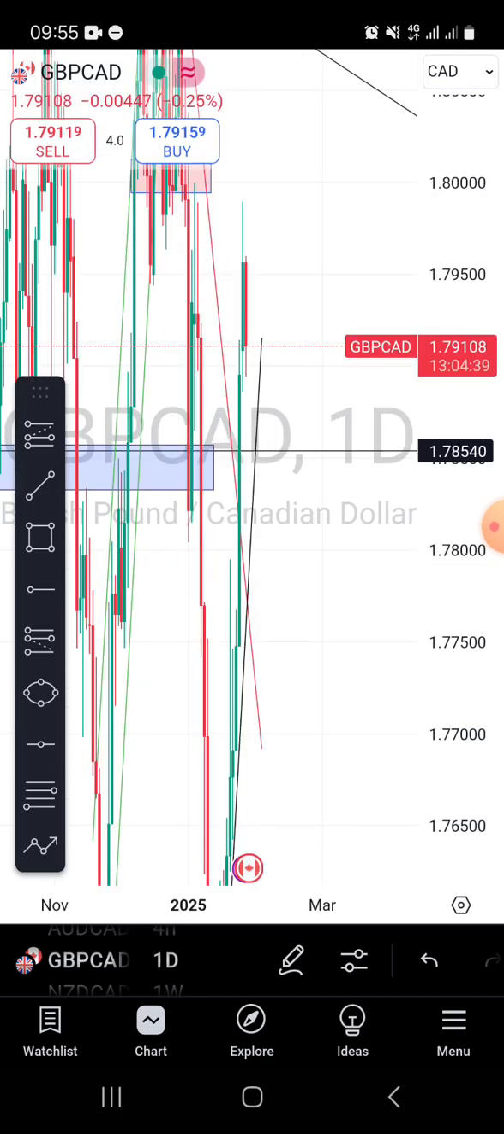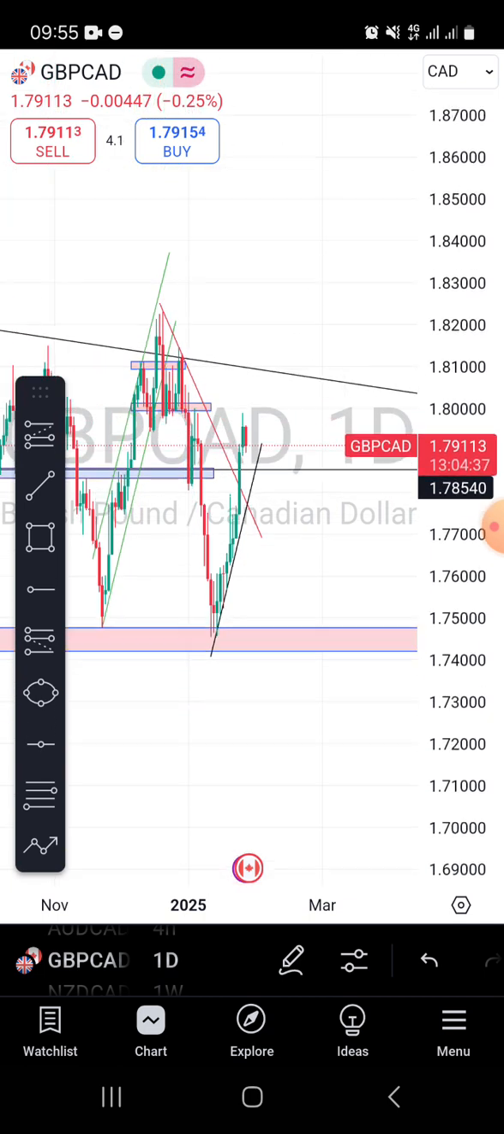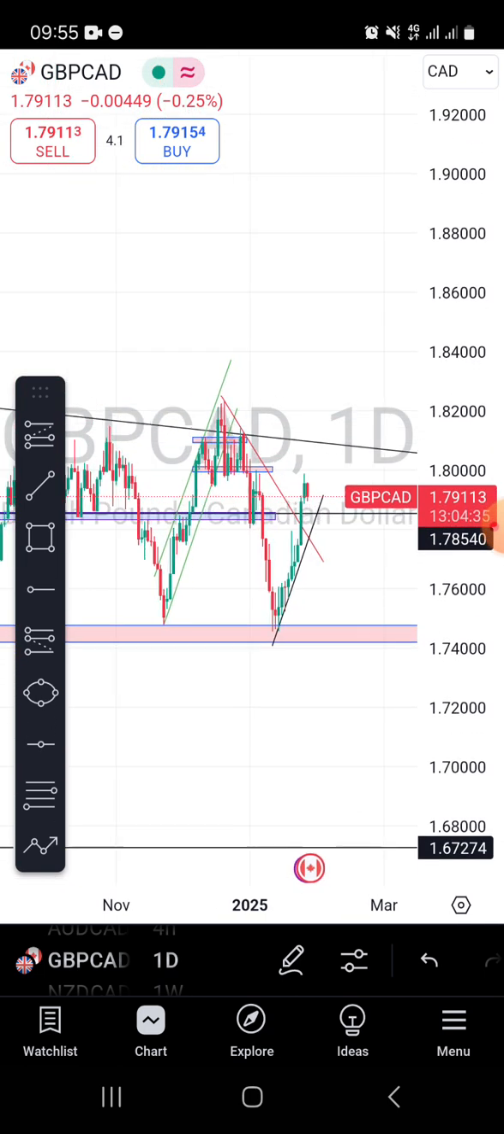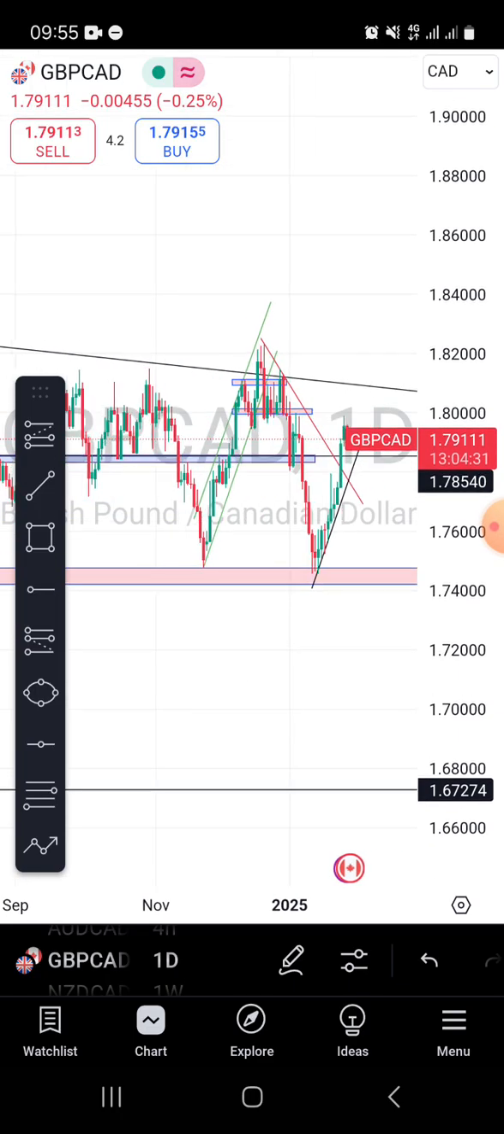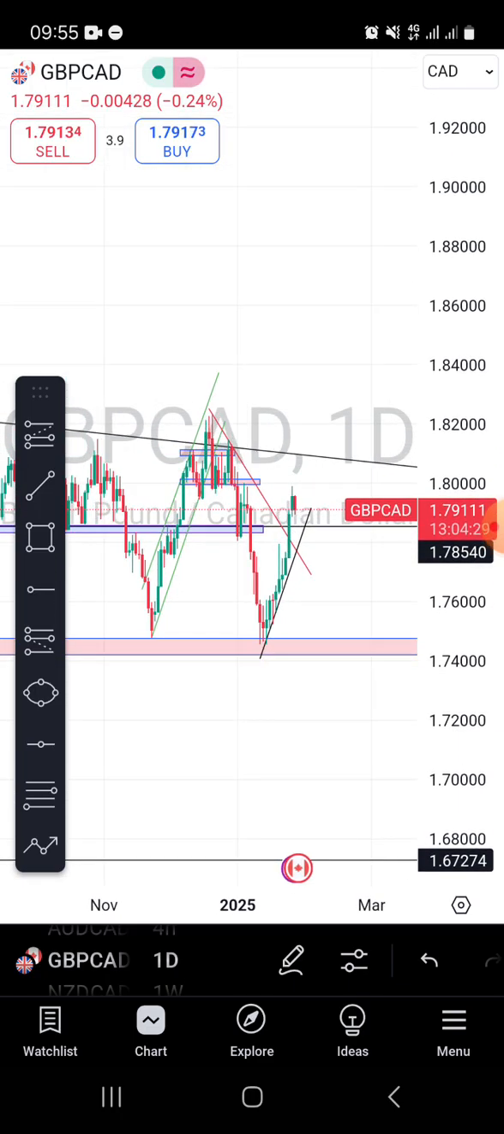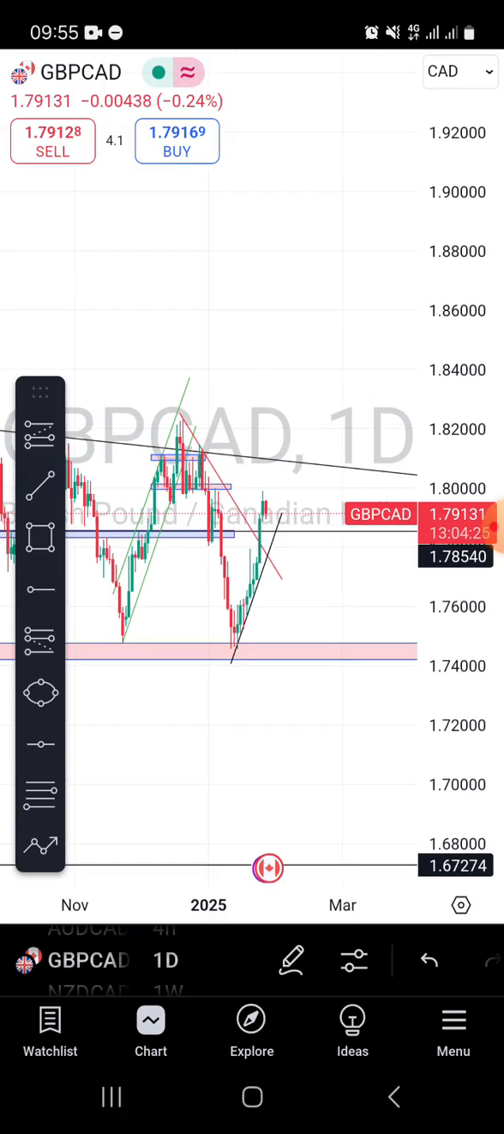GBP card from the daily. Okay, you can see price move from uptrend line to downtrend, from uptrend to downtrend, and now to uptrend. Beautiful.